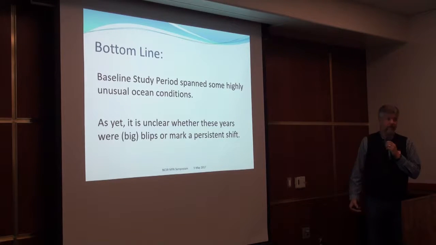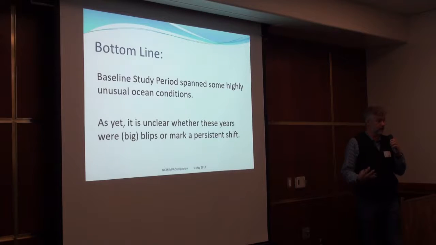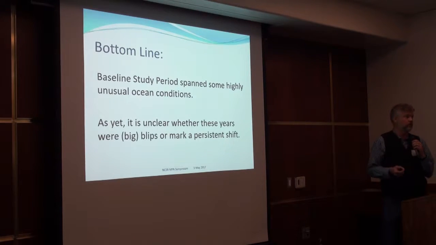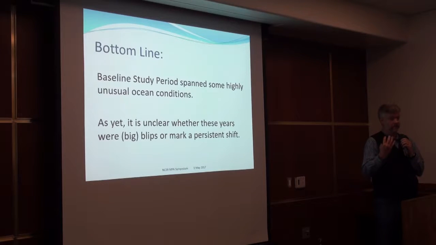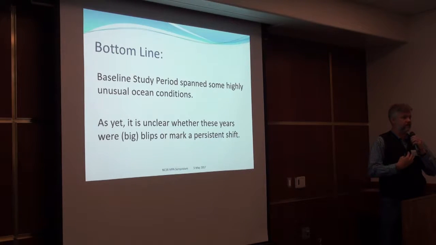Bottom line, the baseline study period, when all these ecological studies were being conducted, really was unusual in terms of what the ocean was doing. We had this heat wave come in. This was not your typical El Nino, not that there is a typical El Nino, but a typical El Nino and relaxation cycle. This was a sustained, very unusual, unprecedentedly strong warm anomaly. It's not clear yet whether these years were just blips and we're going to go back to something that we're more accustomed to, or whether this is a shift to a new regime. So that's to be determined.